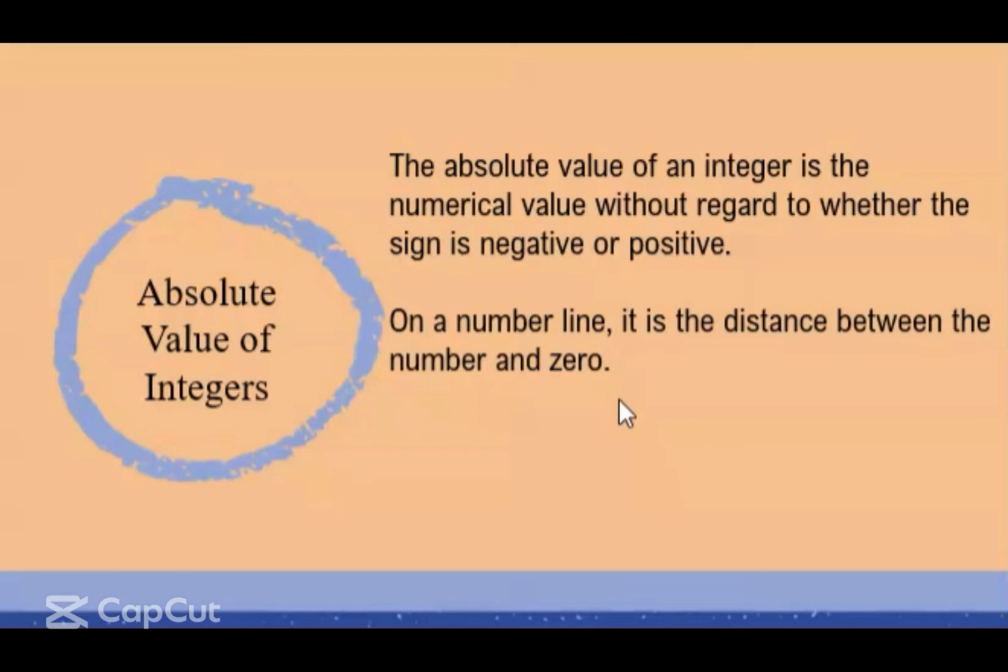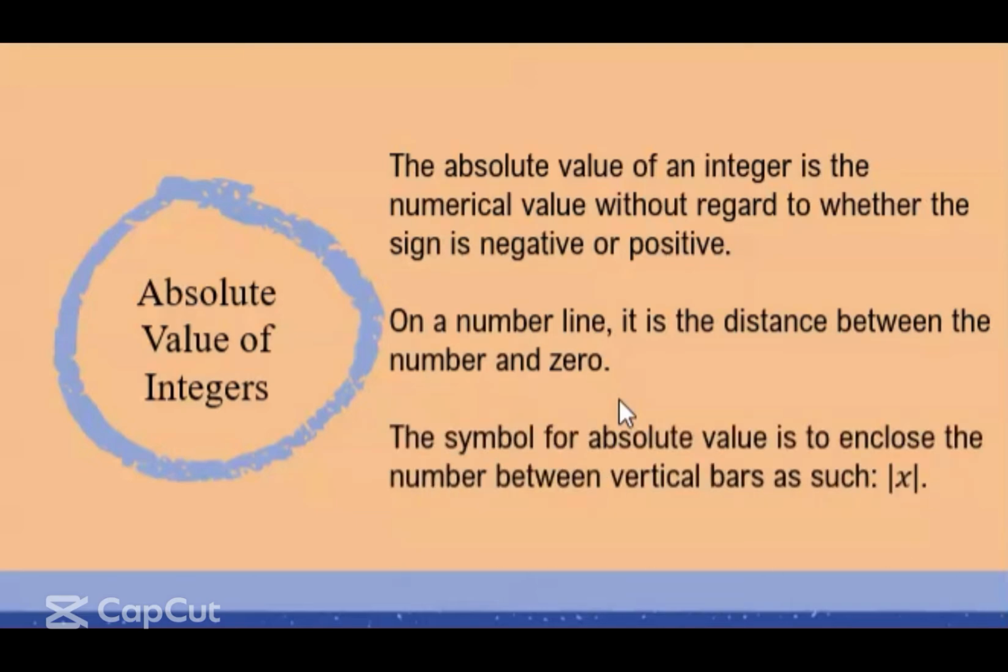Sa number line yon. And then, our symbol is vertical lines and then yung x or yung variable or yung number nasa gitna ng vertical lines. Dalawang vertical lines. Tatandaan to ha. Okay?